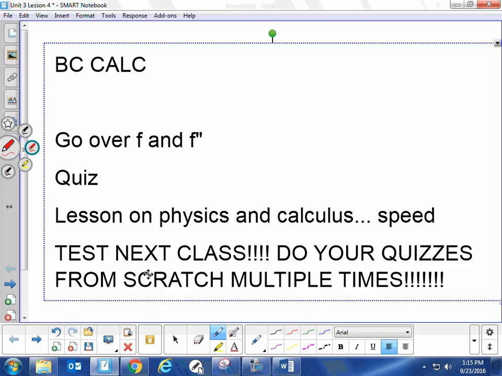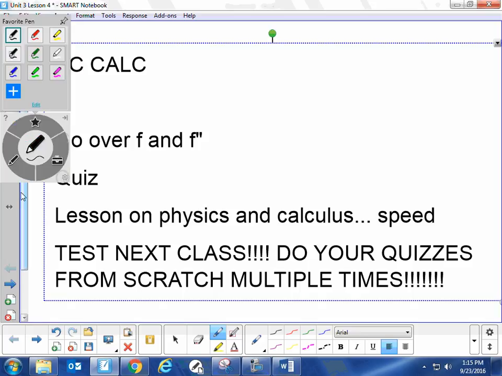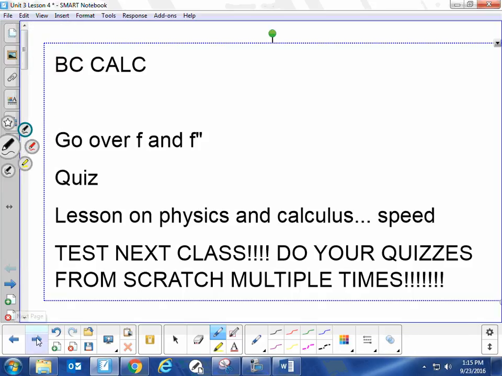And reminder, for tests, the way you can study is to do your quizzes from scratch multiple times. I'm talking from scratch. Start them like you've never seen them and do them. And if you can't get any of the problems wrong, then you're setting yourself up for success, okay? So please make sure you do that before the test on Wednesday.